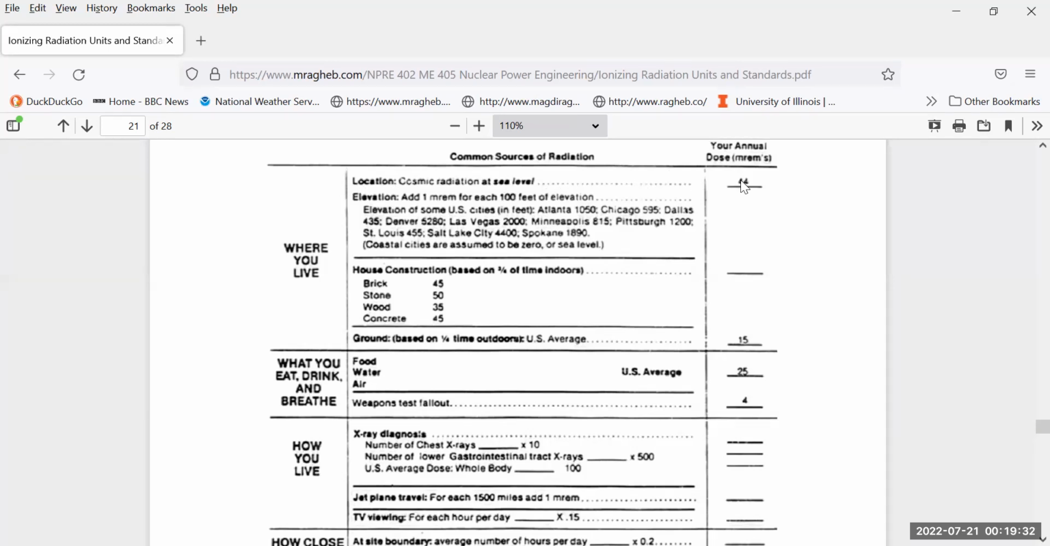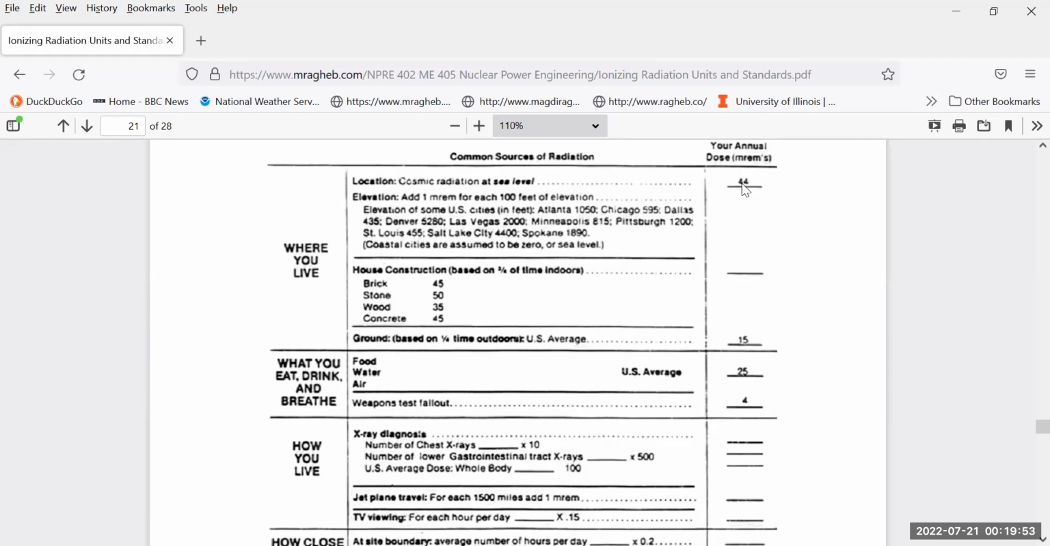At sea level, the annual dose in millirems per person per year is 44. That's a dose equivalent, of course, 44 millirem per person per year.